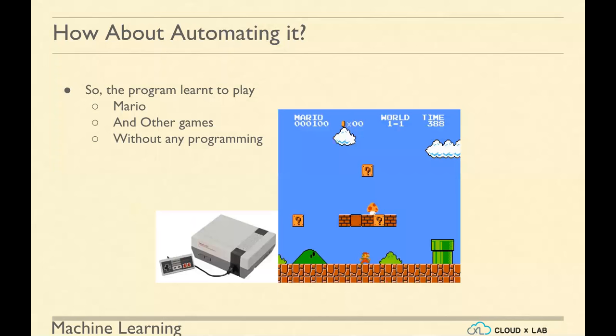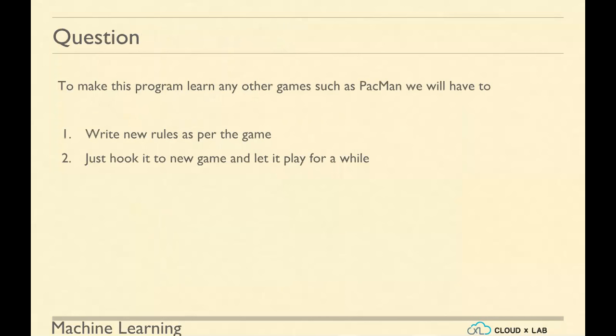So basically, my next question is, to make this program learn any other games such as Pac-Man, will we have to write new rules per game, or just hook it to a new game and let it play for a while? That's right. That's the point I wanted to convey. Once we have designed such a machine learning tool, we'll be able to hook it to the new game and let it play for a while in order to start letting it play by itself. Okay?